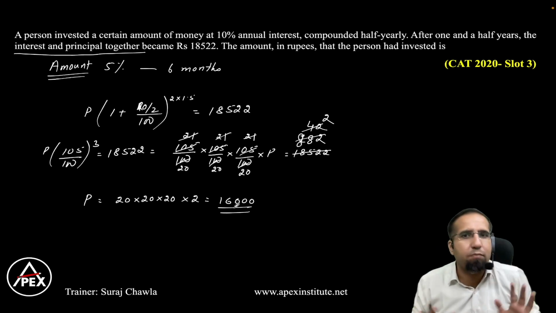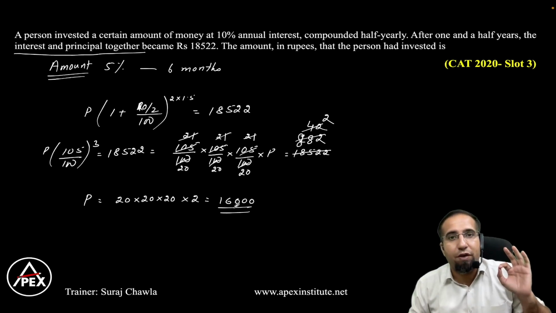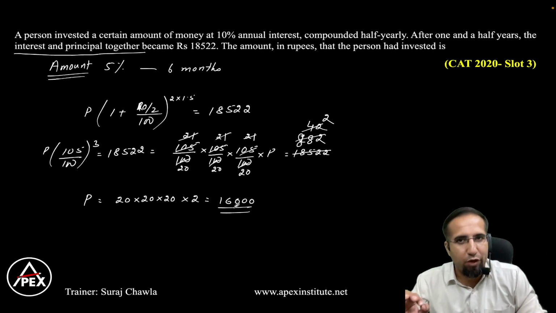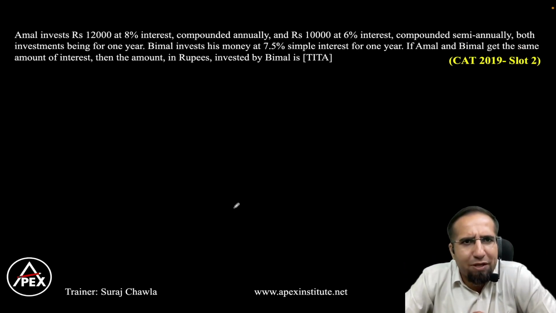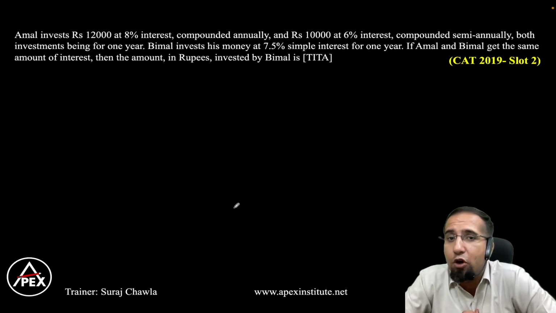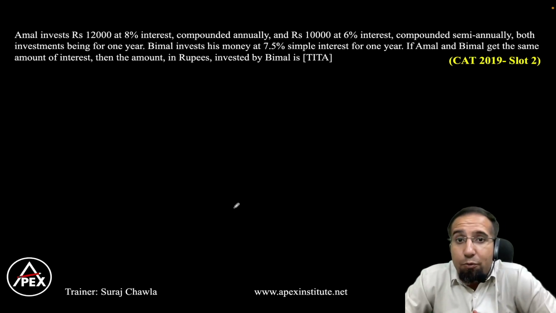So very simple question. I repeat, when the question is talking about amount, we use the formula. When the question is talking about compound interest, we use effective rate of interest. Let's look at this question. So Amal invests rupees 12,000 at 8% compounded annually, rupees 10,000 at 6% compounded semi-annually, both invested for 1 year. Clear? Right?